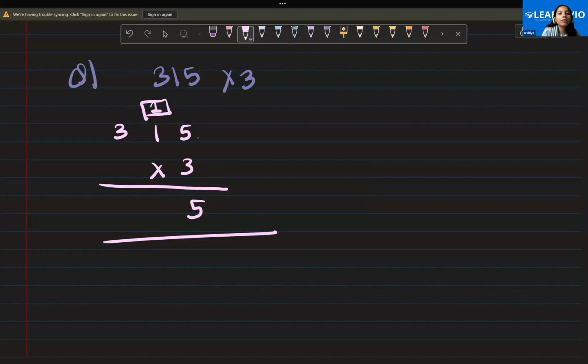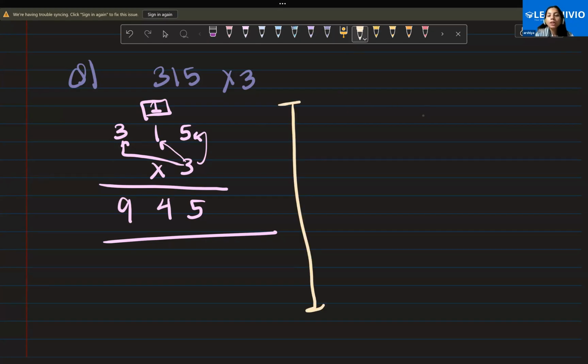So basically you multiply first with this, then with this, and then with this. How much are 3 ones? 3 ones are 3, but it should be 4. Correct. And then 3 threes are? 9. Yes, correct. So our answer is 945. But now let's solve it according to question number 2.